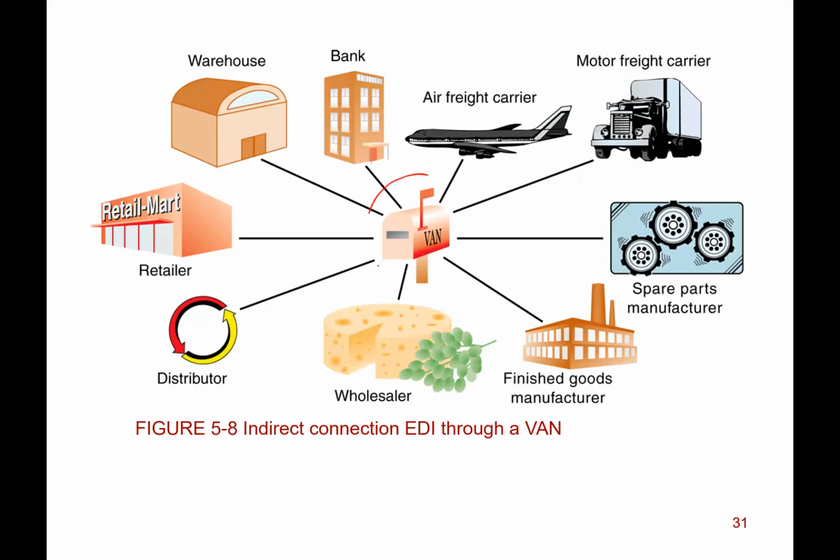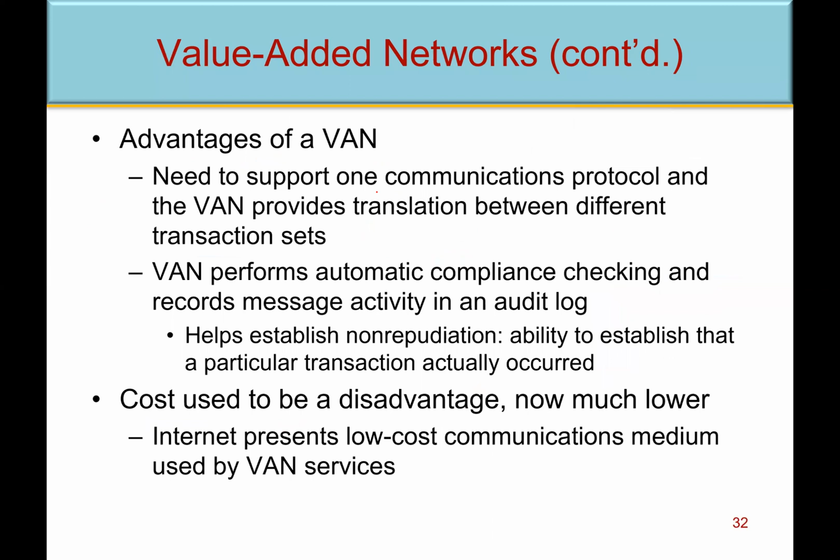All right, so we end here. Just now, using the leased line as a direct connection is very expensive, right? By using a VAN, or value-added network, the network is shared among different sellers and buyers, so the cost of implementation is lower than direct connections. The advantages of a VAN: you need to support only one communication protocol, and the VAN provides translation between different EDI transaction sets.